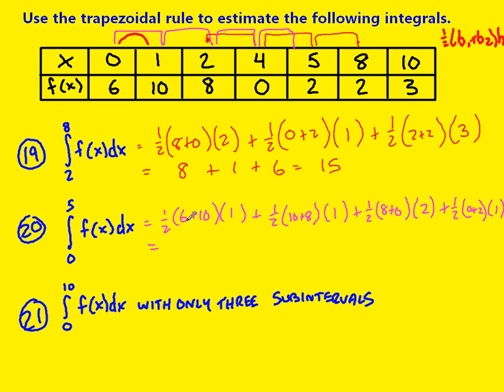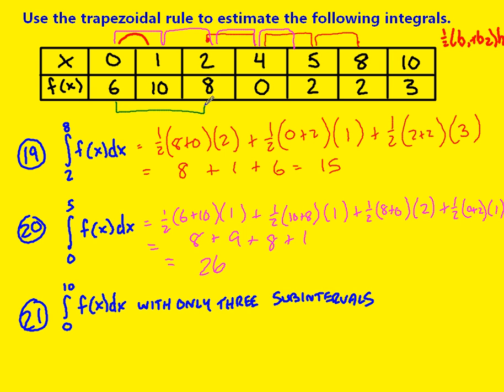So this part here should become 8. I will have then 9. This here will become 8 again. And here a 1. So we have 8 plus 9 plus 8 plus 1, which gives me an answer of 26. All right, and the last one, they're asking us to do only 3 subintervals and everything from 0 to 10.